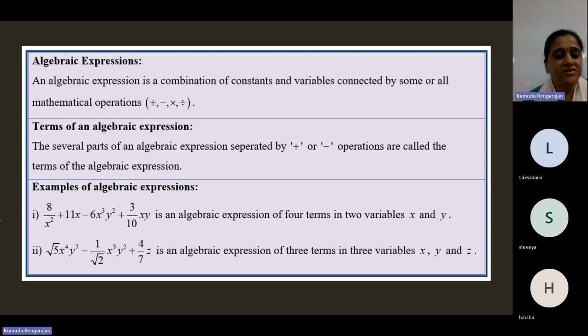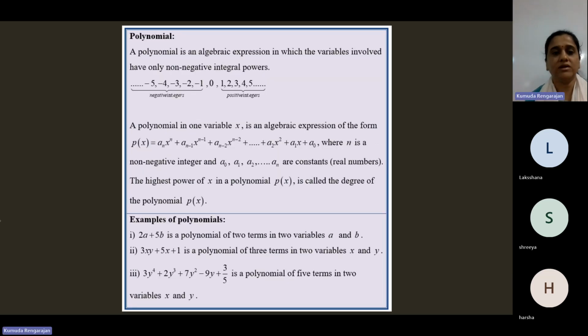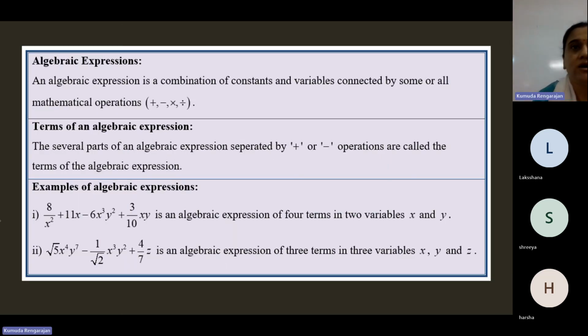Okay. So in the second example, there are 3 variables, x, y, and z. And the number of terms, 3. So the second one is an algebraic expression of 3 terms in 3 variables, x, y, and z. Right? Now let's understand what is meant by a polynomial.